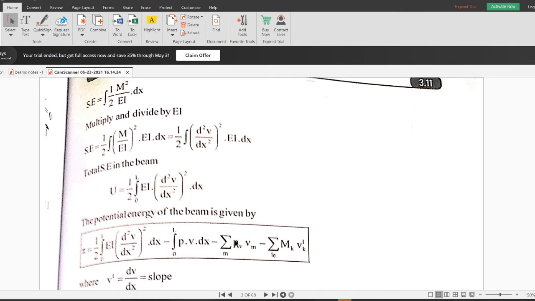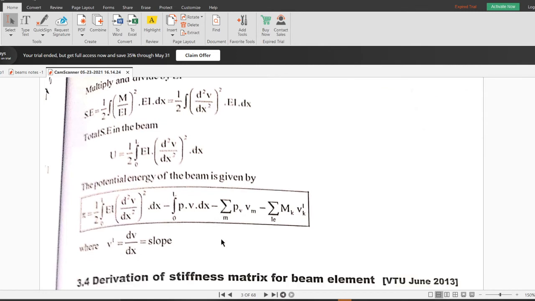And similarly for the point load, it is the sum of P into V, that is force into displacement, acting at a point. Minus, due to the bending load, the work potential is the summation of M into rotation, acting at a point. So all work potentials are negative because the force is acting on the beam. That's why work is done on the system. That is the reason we take them as negative. So this is the work potential derivation with respect to the beam.